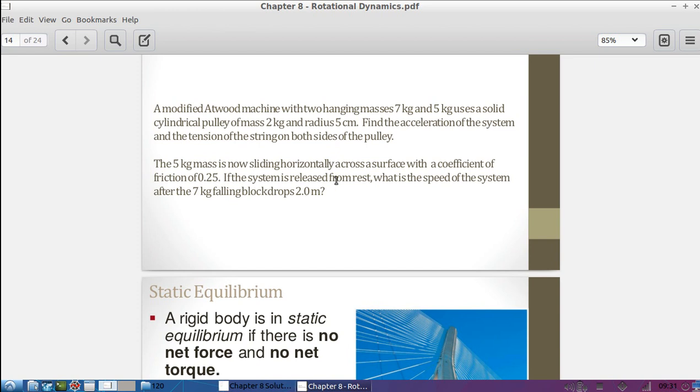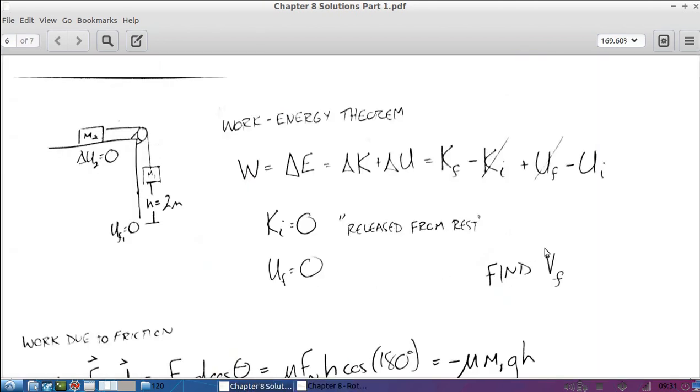So this feels like a conservation of energy problem or a work energy problem that I dealt with back in chapter 5, right? Release from rest, what's the speed? I don't want to do Newton's second law and kinematics. I'd rather use energy concepts. So we're going to set it up very similarly to a chapter 5 problem that we've encountered before.